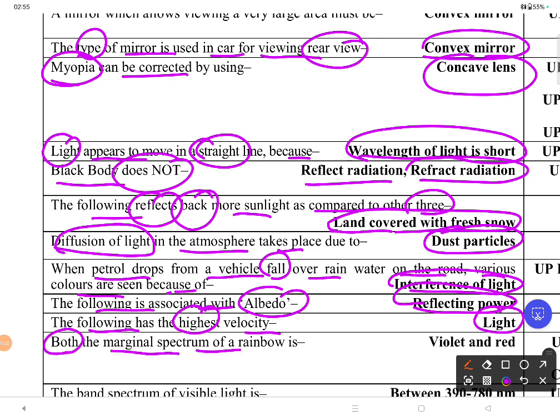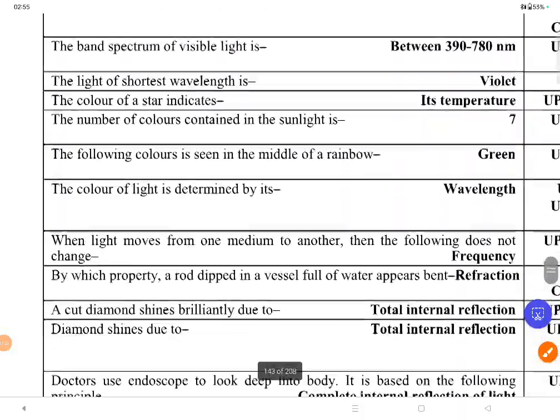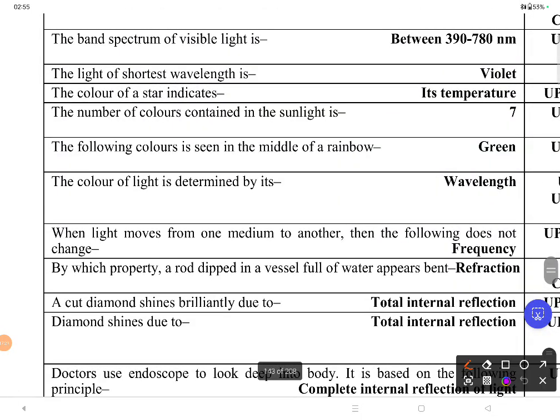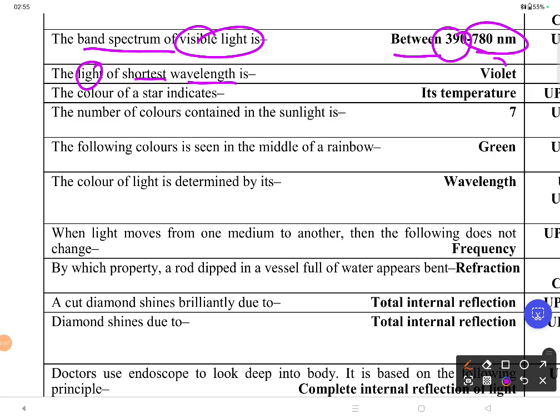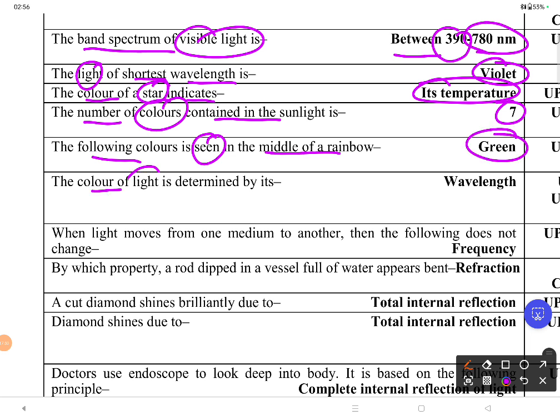The two marginal colors of the spectrum of a rainbow are violet and red. The band spectrum of visible light is between 390 to 780 nanometers. The light of shortest wavelength is violet. The color of a star indicates its temperature. The number of colors contained in sunlight is 7. The following color is seen in the middle of a rainbow: green. Color of light is determined by its wavelength.